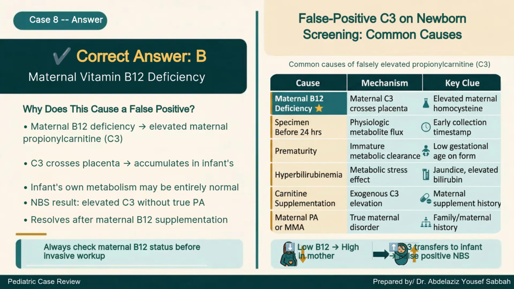Other common causes of falsely elevated C3 include specimen collection before 24 hours due to physiologic metabolite flux, prematurity causing immature metabolic clearance, hyperbilirubinemia from metabolic stress, carnitine supplementation causing exogenous C3 elevation, and true maternal propionic acidemia or methylmalonic acidemia. The key clinical pearl is to always check maternal B12 status before proceeding with invasive workup in the infant.